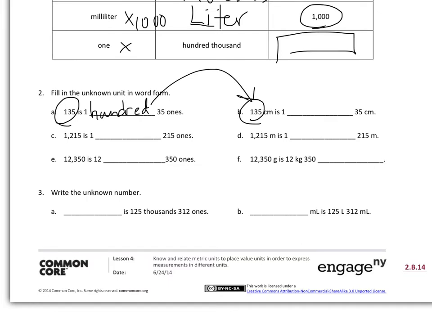Here we have 1,215 is 1 what? What's the unit that goes in the blank space? For D, same idea. 1,215. What's the missing unit of the 1?